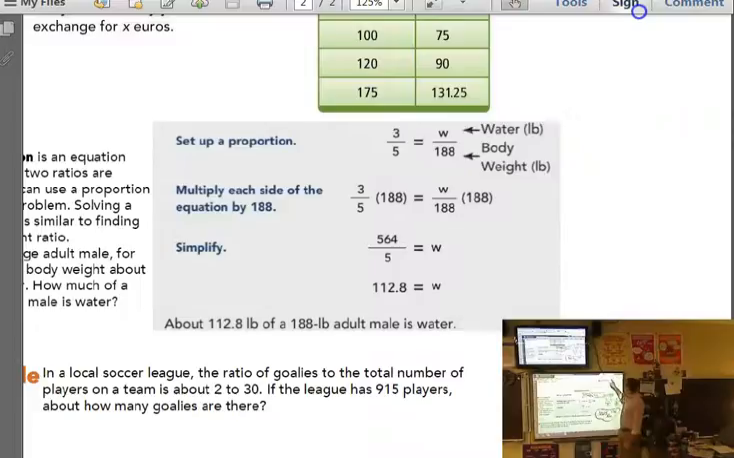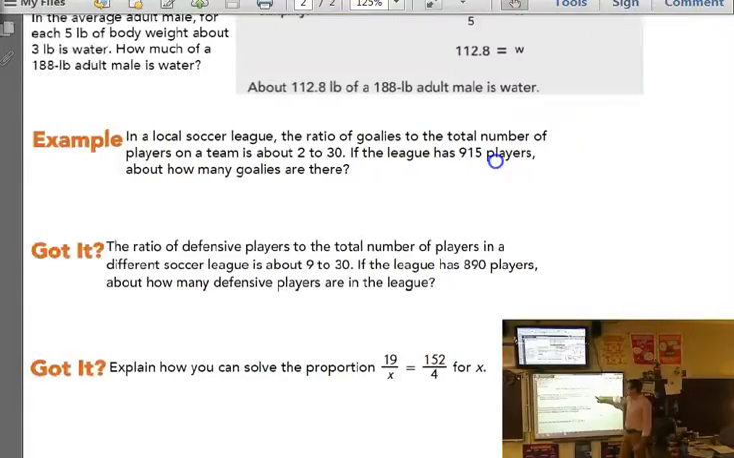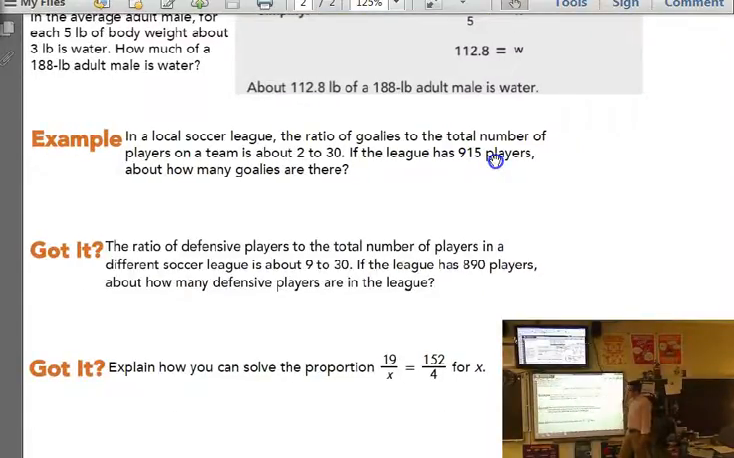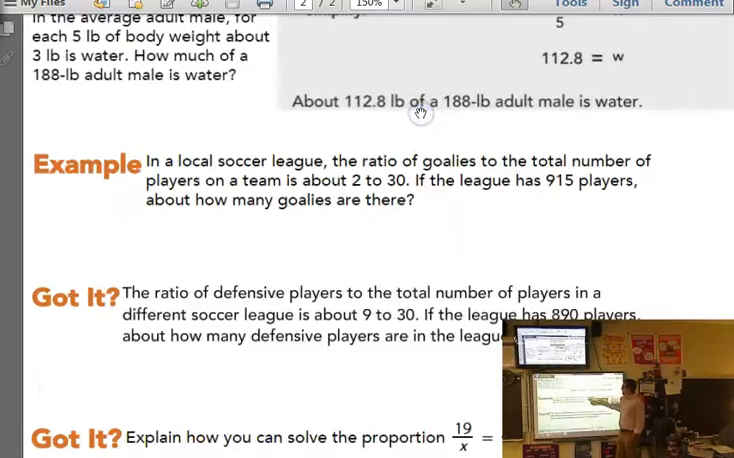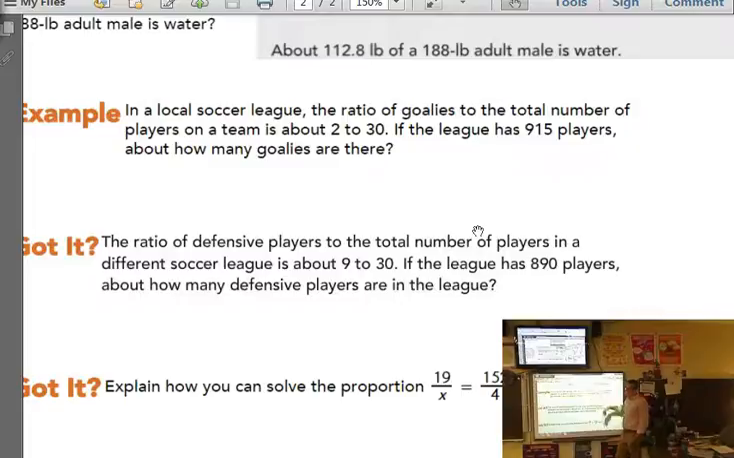So, last thing we'll probably do from these notes. If the ratio of goalies to total players is 2 to 30, which is fairly standard for soccer, there's not very many goalies, and the league has 915 total players, how many goalies are there? Set this up as a proportion. If I was you, I'd be setting up goalies over the total players.